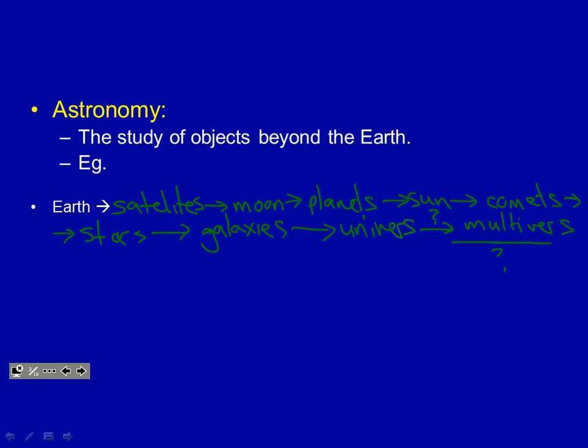Okay, so that's kind of the progression from the smallest, us here on Earth, moving our way out to larger and larger objects. All right, so these are the things that we want to talk about throughout this entire kind of universe.